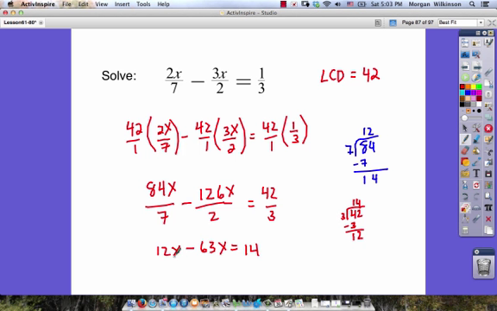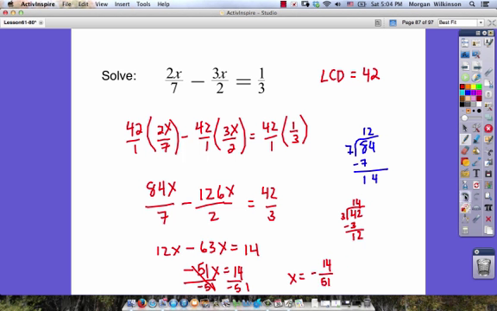Now we can go ahead and solve. 12x minus 63x. That must be negative 51x equals 14. And we're going to divide both sides by negative 51. I think we can squeeze that in here. Divide both sides by negative 51, and we've got our answer. X is equal to negative 14 over 51. We can go ahead and box that.